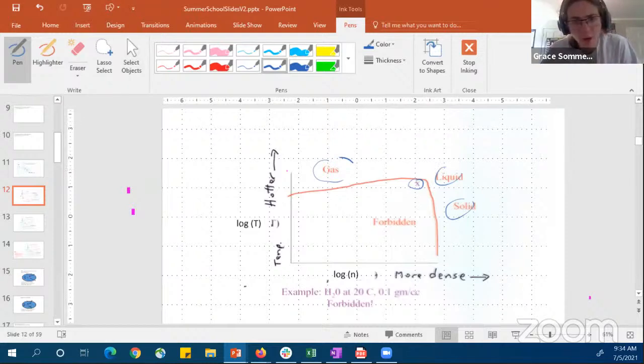Go ahead. Asking if you said delta E has to be much less than kT or much greater in order to have condensation in the previous slide. I'm sorry. Okay, that was fine. Yeah, sorry, I probably got that wrong.